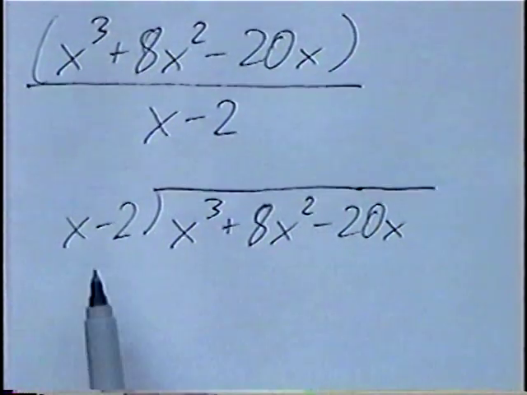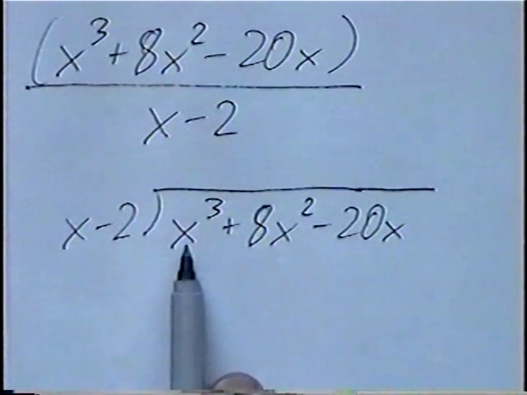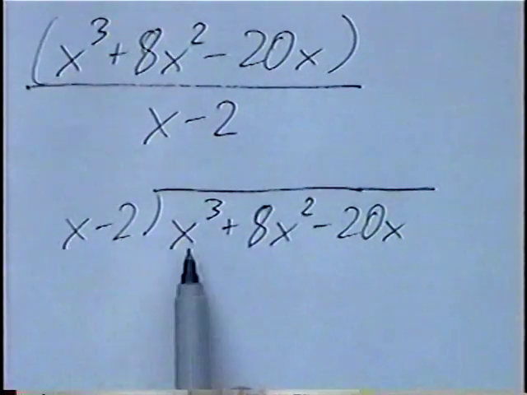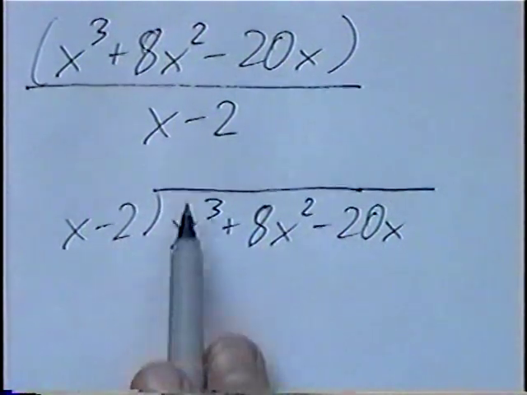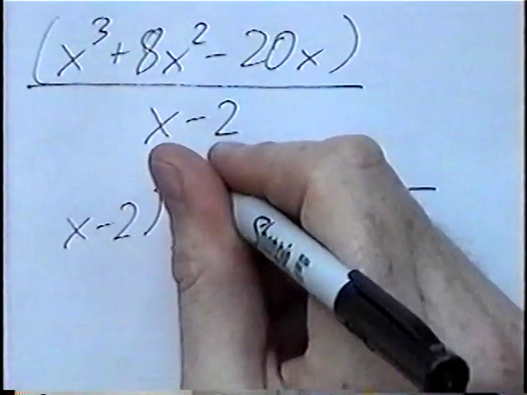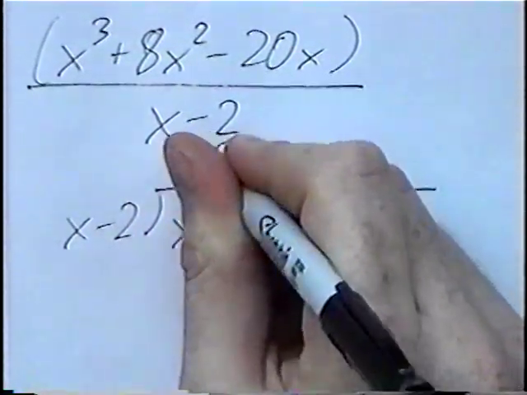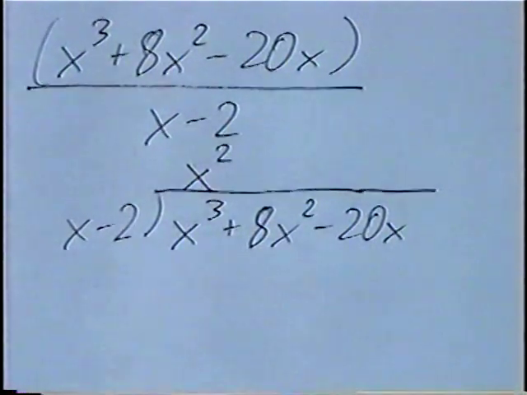To divide, we'll take the first term of x minus 2, which is x, and the first term of x cubed, and we'll divide x into x cubed, or you can think about x times what would be x cubed. In this case, we'll have x squared, because x squared times x will be x cubed.